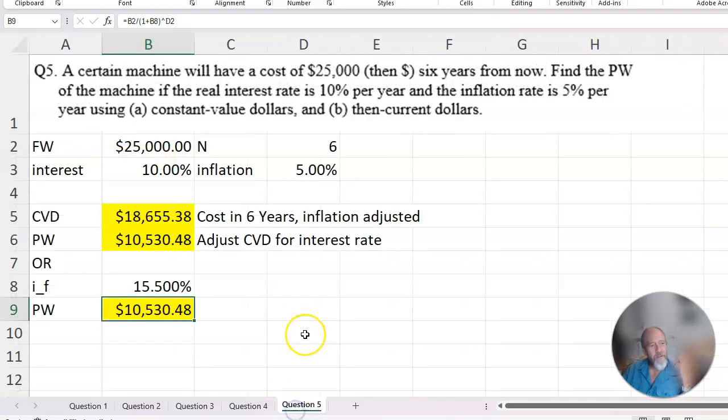Now, we can go a little bit further with this because we actually do have the ability to deal with inflation and interest as two different things. Okay, the concept of constant value dollars. Well, you know, dollars aren't constant value. They just aren't.